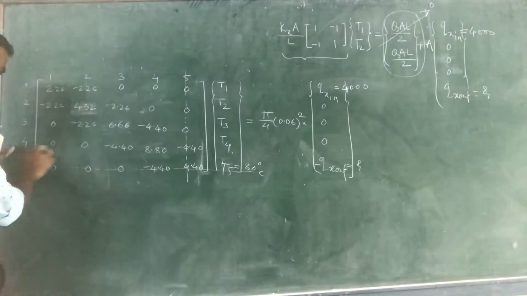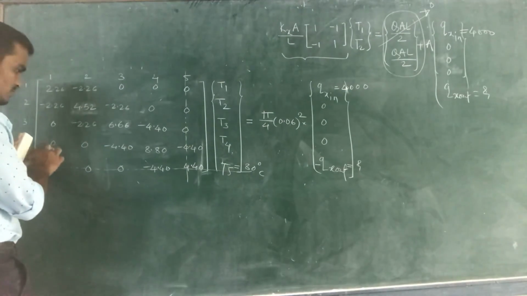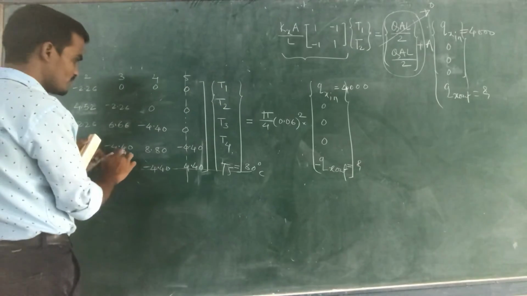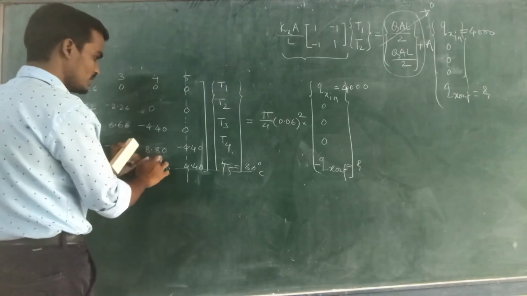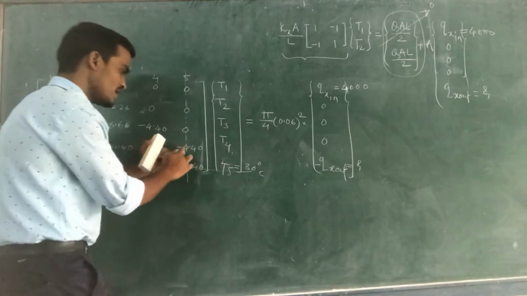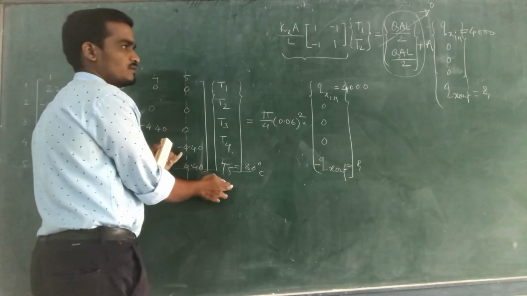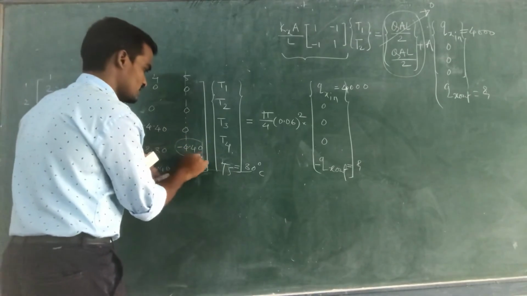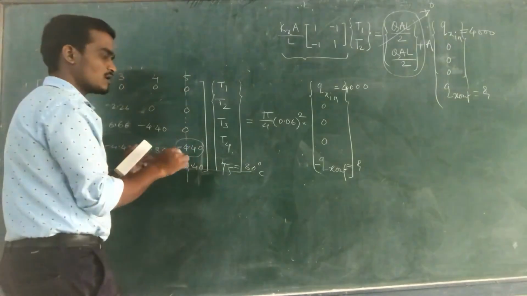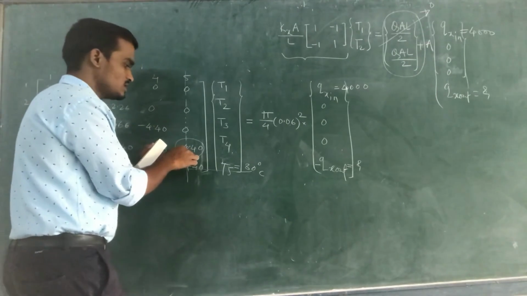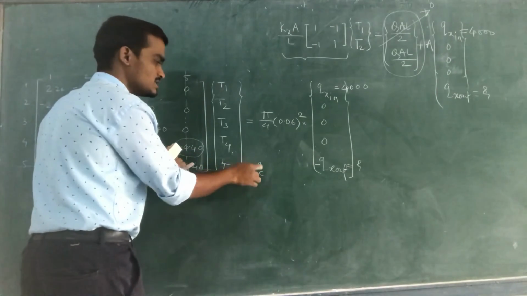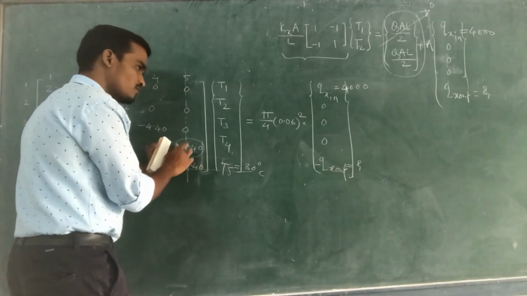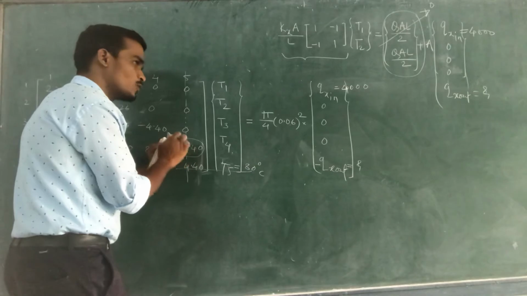Now for the fourth equation, we write 0 into T1, 0 into T2, minus 4.40 into T3, 8.80 into T4 and minus 4.40 into T5. It means that if we eliminate this fifth column, we need to take into account this value, because T5 is given equal to 80 degrees Celsius and it is a known value, and this effect we need to add in this fourth equation.